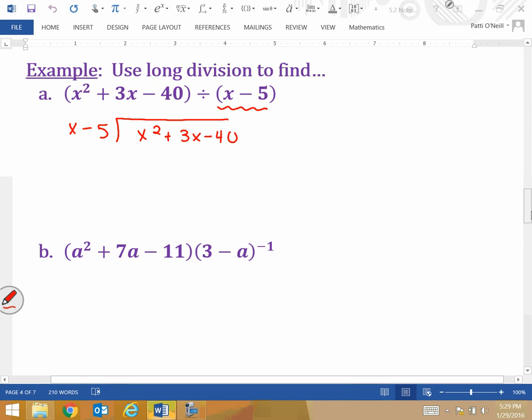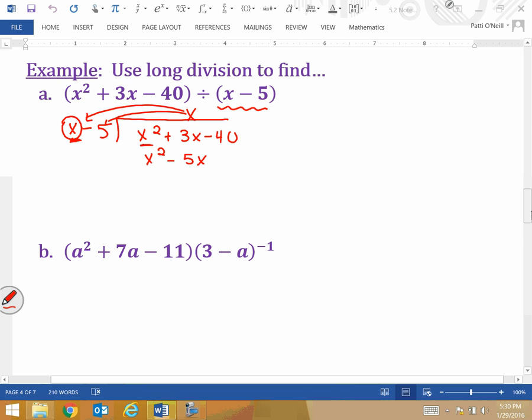Now, when we do long division with polynomials, we only focus on the first term in the divisor. And we ask ourselves, x squared needs to get divided by x. So x times what will give us x squared? And hopefully you guys are answering x. We line that up over the term that has the same power in the dividend. So once we figure out it's x, we're going to multiply this x by the entire divisor. X squared minus 5x, lining up like terms.